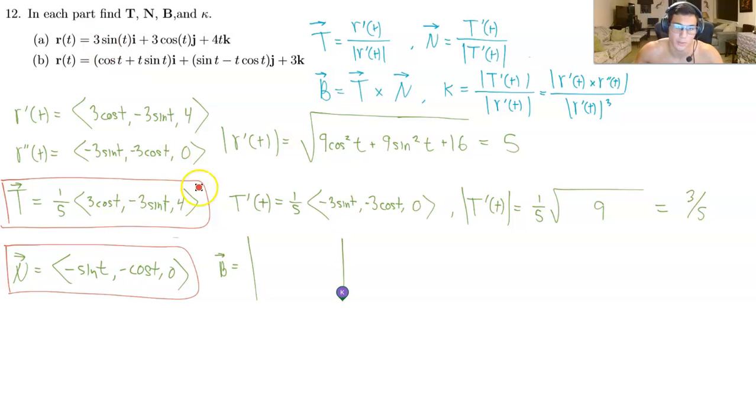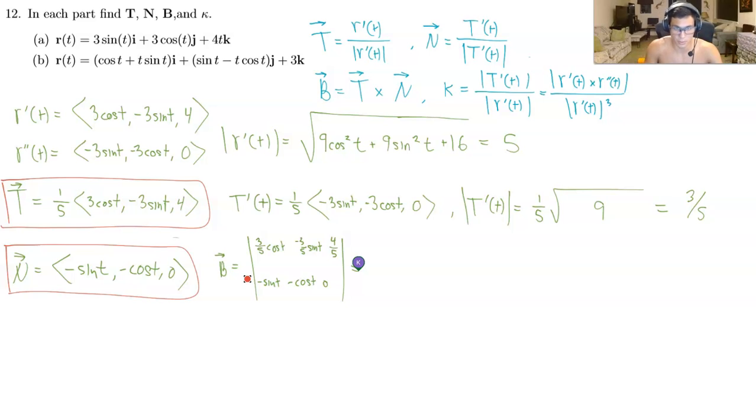Okay, for this next part, we want to find the binormal vector, so B, and we set up this cross product, right? So this is T, and this is N. T is 3/5 cosine t, negative 3/5 sine t, and 4/5. And then we want N here, so we go negative sine t, negative cosine t, 0.